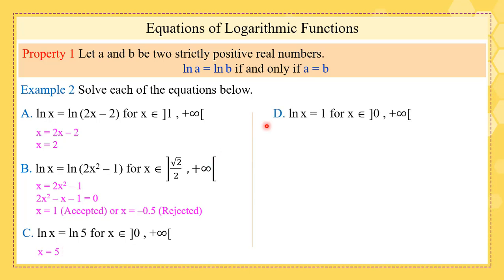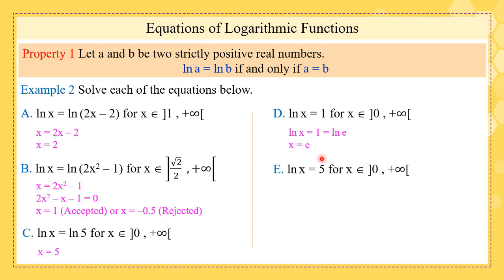Now, another type of equations, ln x is 1. So we have ln on the left side, but we don't have ln on the right side. In this case, simply we try to translate 1 into ln, and we know from before that 1 is ln e. So ln x is ln e means that x is e and it is accepted.